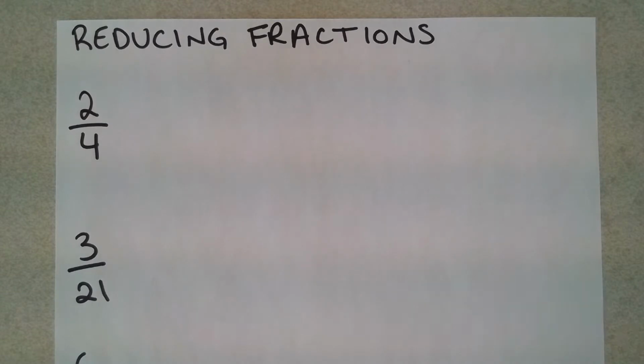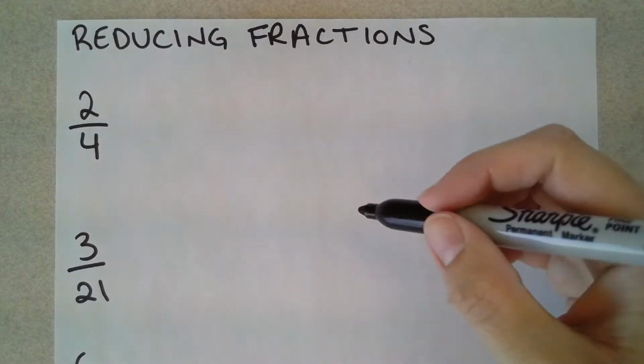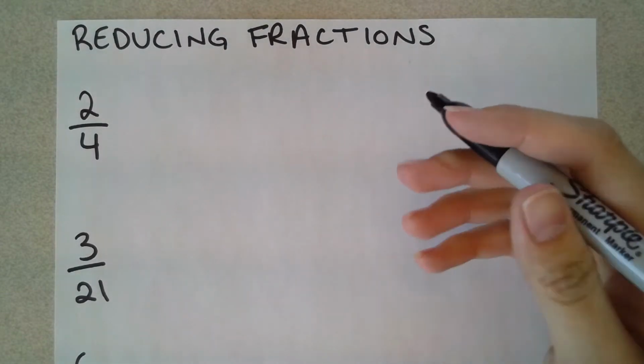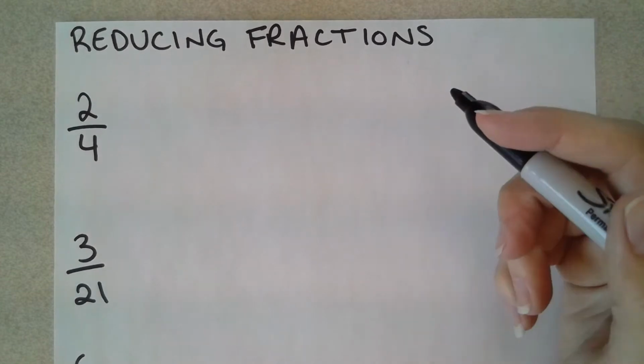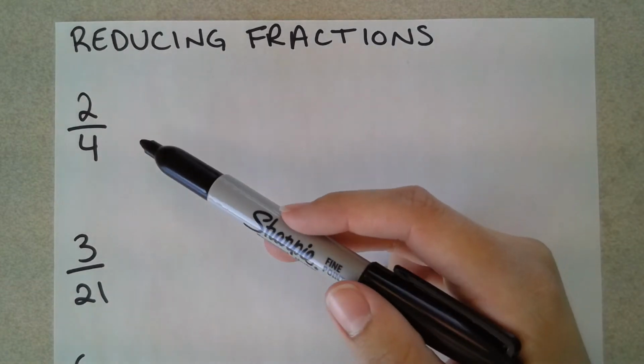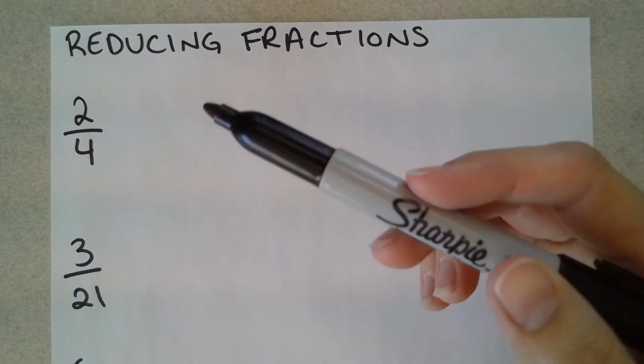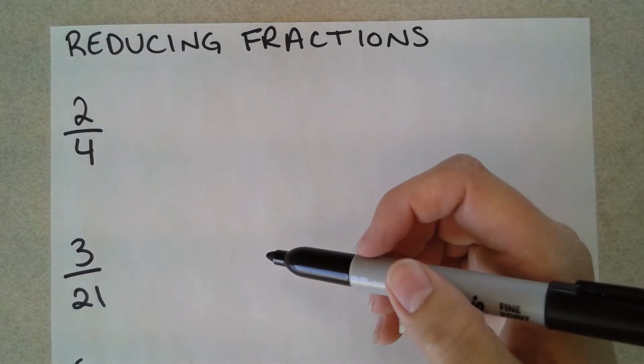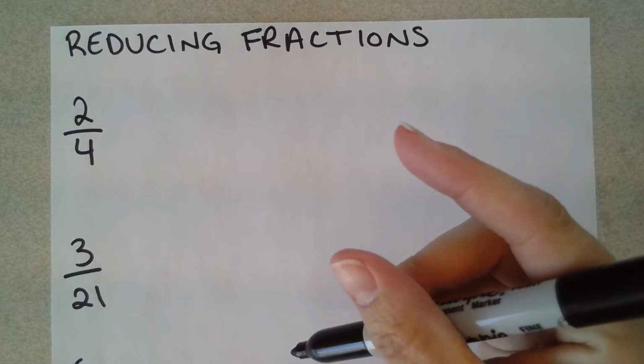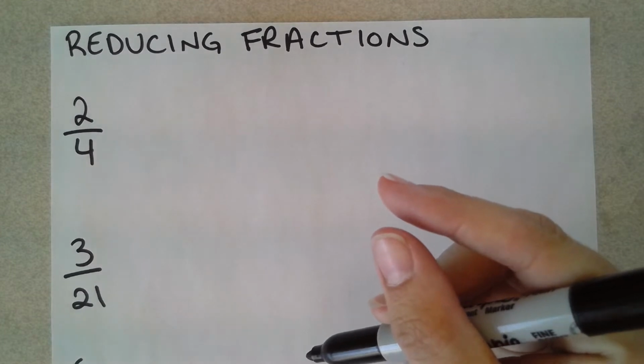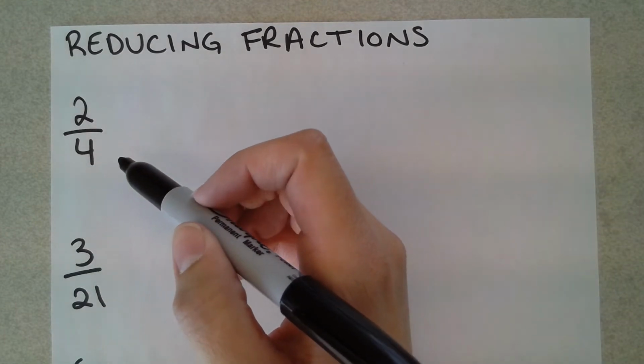So remember that when we're reducing fractions, what we're trying to do is show them in the simplest terms. And what that means is that we want to make the numbers smaller. The way that we do that is we use division, because division makes numbers smaller. Okay, so let's start with this first example here.